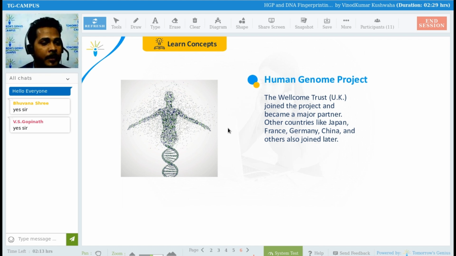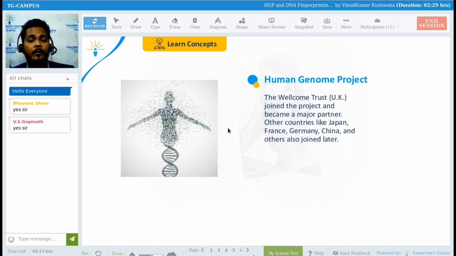So how many partners are there in total? Total 3 partners, right? One is the US Department of Energy, another is the National Institute of Health, so these are 2 departments, and later on another, the Wellcome Trust. So all 3 became the major partners of this Human Genome Project.